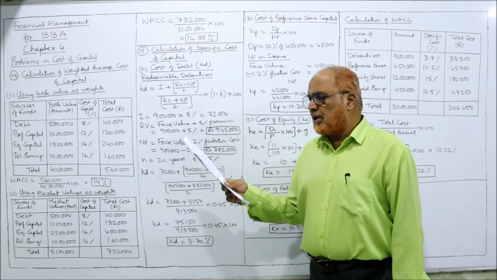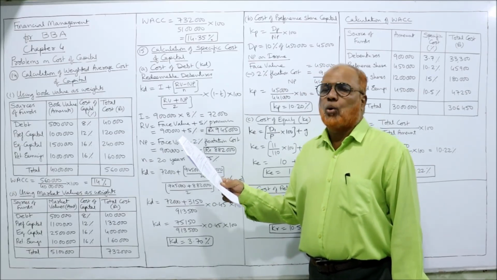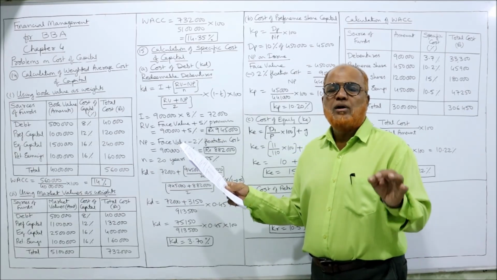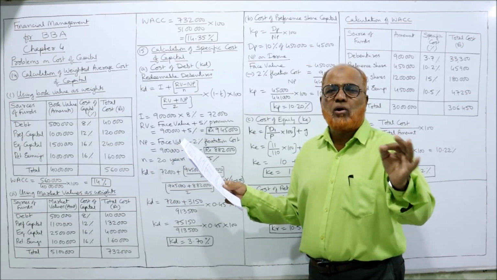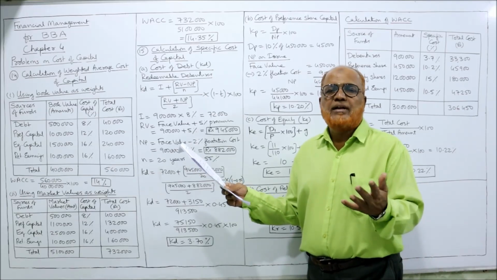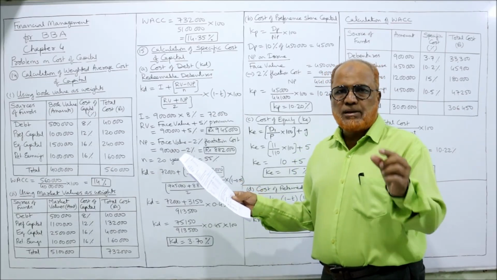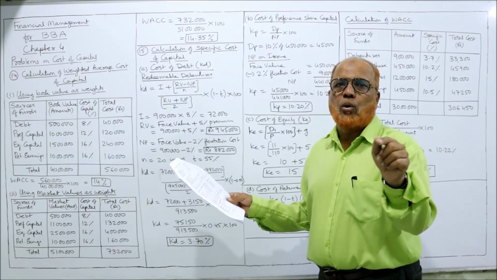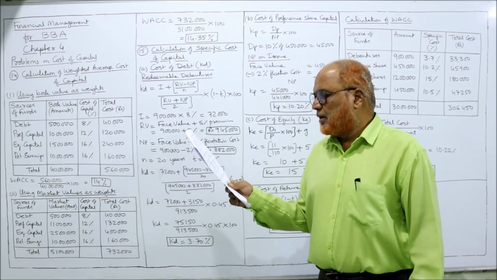You have been supplied the following information to calculate the value of KO. KO stands for combined cost or overall cost. It is nothing but weighted average cost. So the symbol used is KO for WACC.